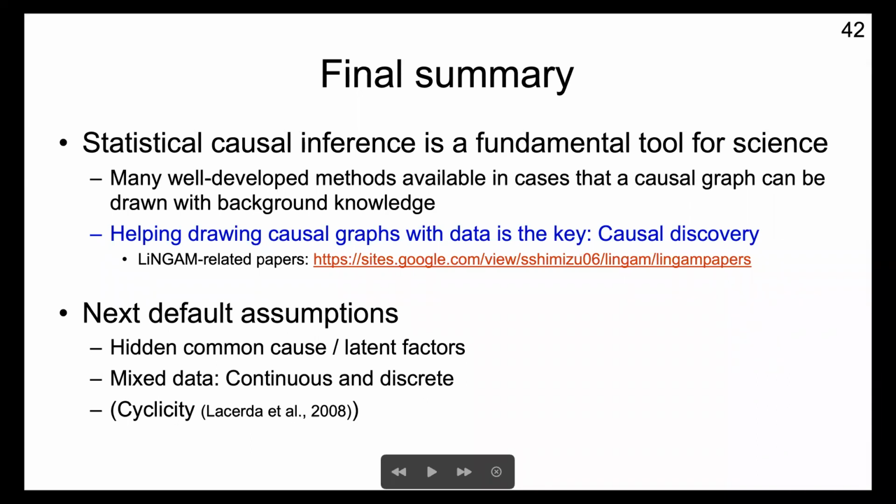This is effective for causal inference to be used in a wider range of fields. Causal discovery, which I have talked about, is a methodology for this purpose. The key settings for further development of the methodology would be first that there are hidden common causes or latent factors. Second, that we can handle both continuous and discrete variables. Third, to deal with cyclic structures, which may be one step further.